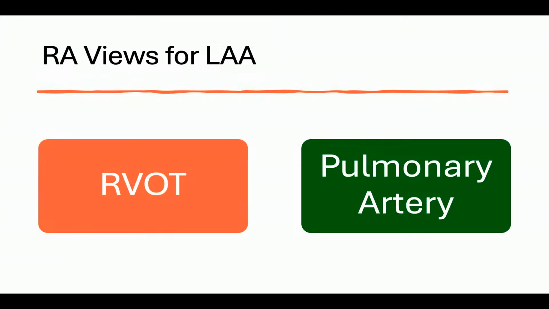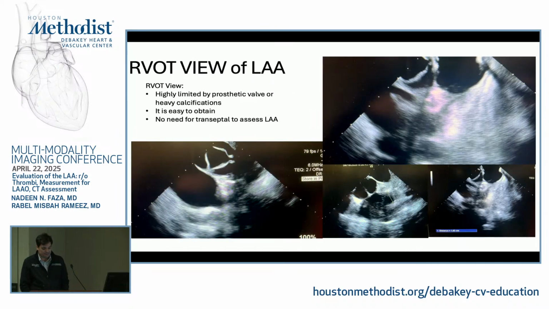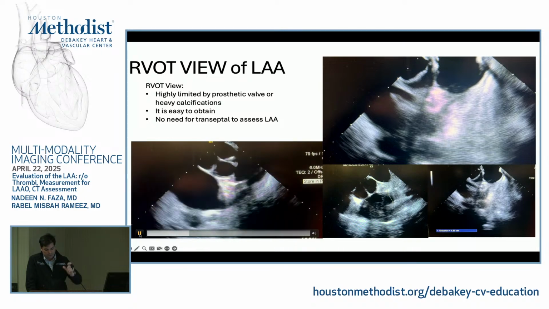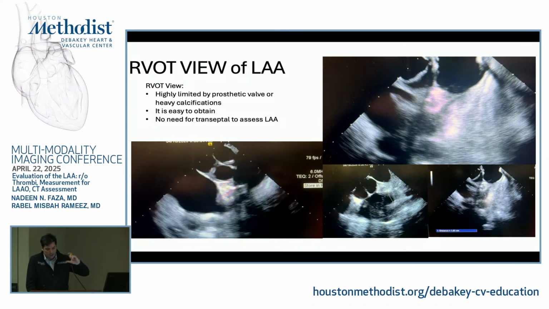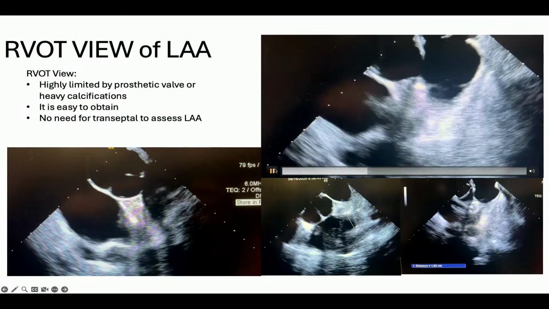You can get views from the right atrium, you can get views from the left atrium. You get views from the right atrium. The first view that we get is the RVOT. The RVOT is a great view to see the Coumadin ridge and the ostium of it. You can get a good measurement. The problem with the view is that you are subject to the aortic valve.